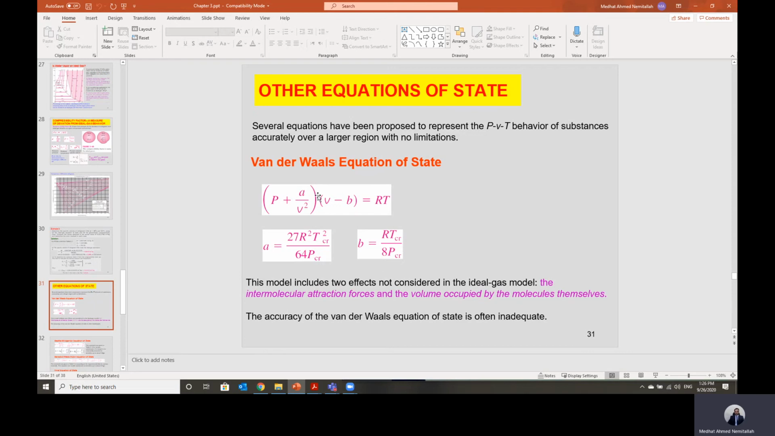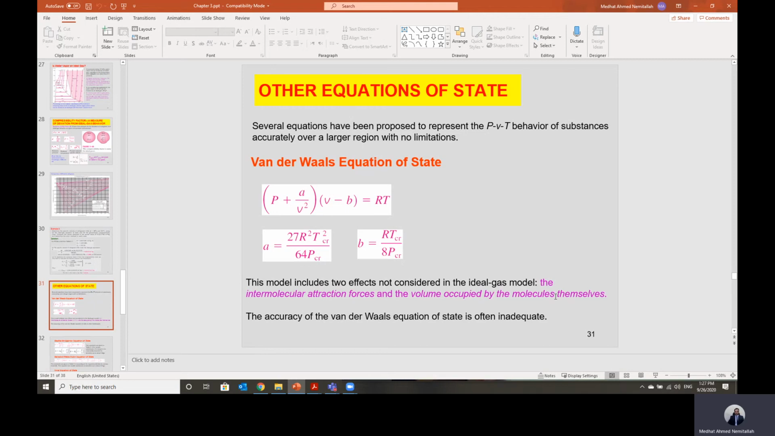And also, for the actual volume of the gas, we have another term, the modification V minus b. With this term we account for the actual volume of the molecules themselves. We said the ideal gas equation of state has a problem in predicting the actual volume of the gas. So to account for the actual volume of the gas, we have to subtract the actual volume of the molecules themselves.